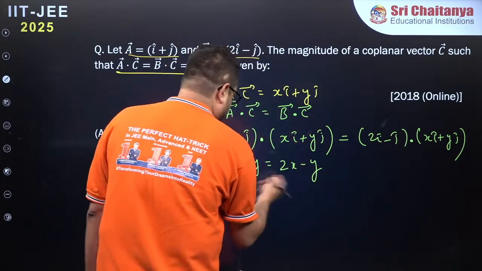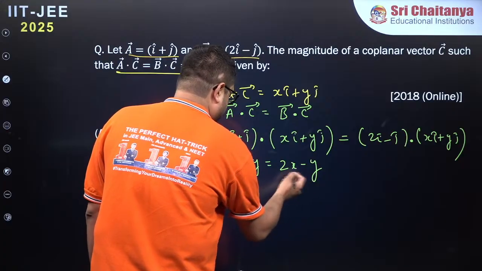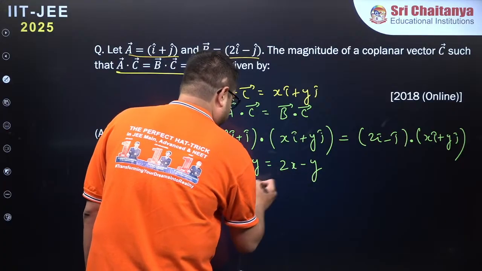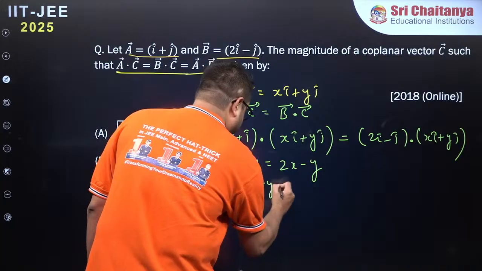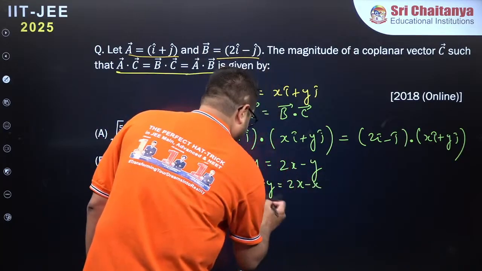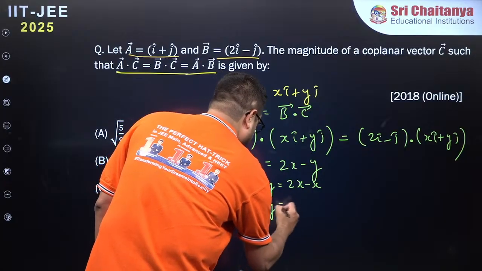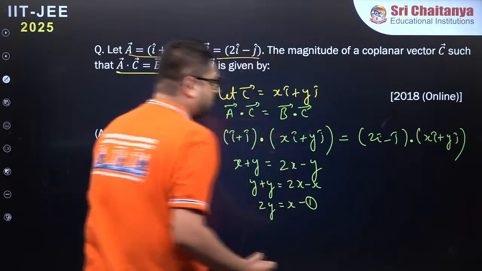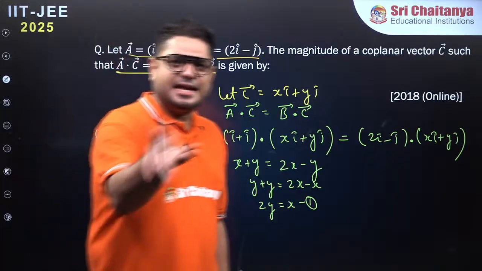Now if I solve this, what I will be getting, in this context, I will be getting y plus y if I bring this y to the LHS, and this is going to be 2x minus x, so I will be getting 2y is going to be equal to x. We can mark this as equation number 1. We are getting a relation between x and y.